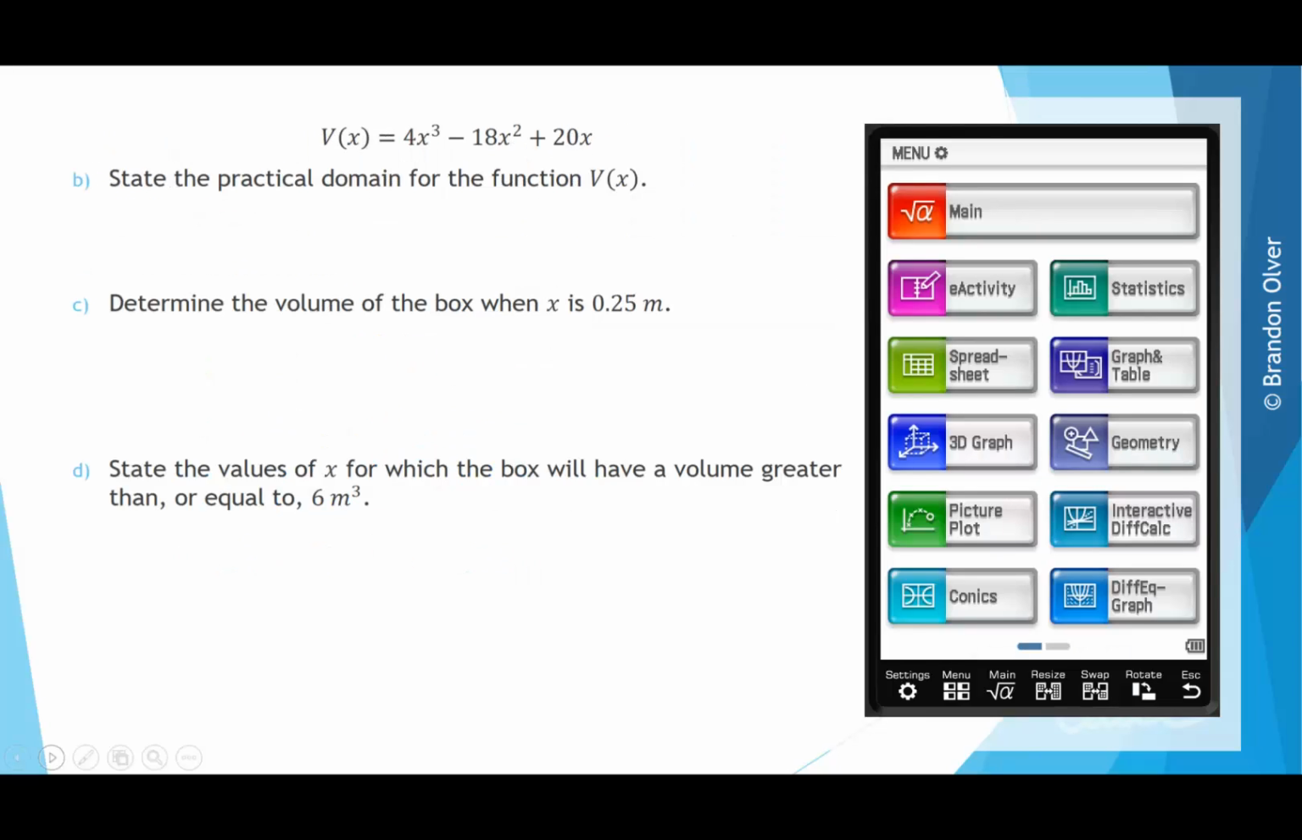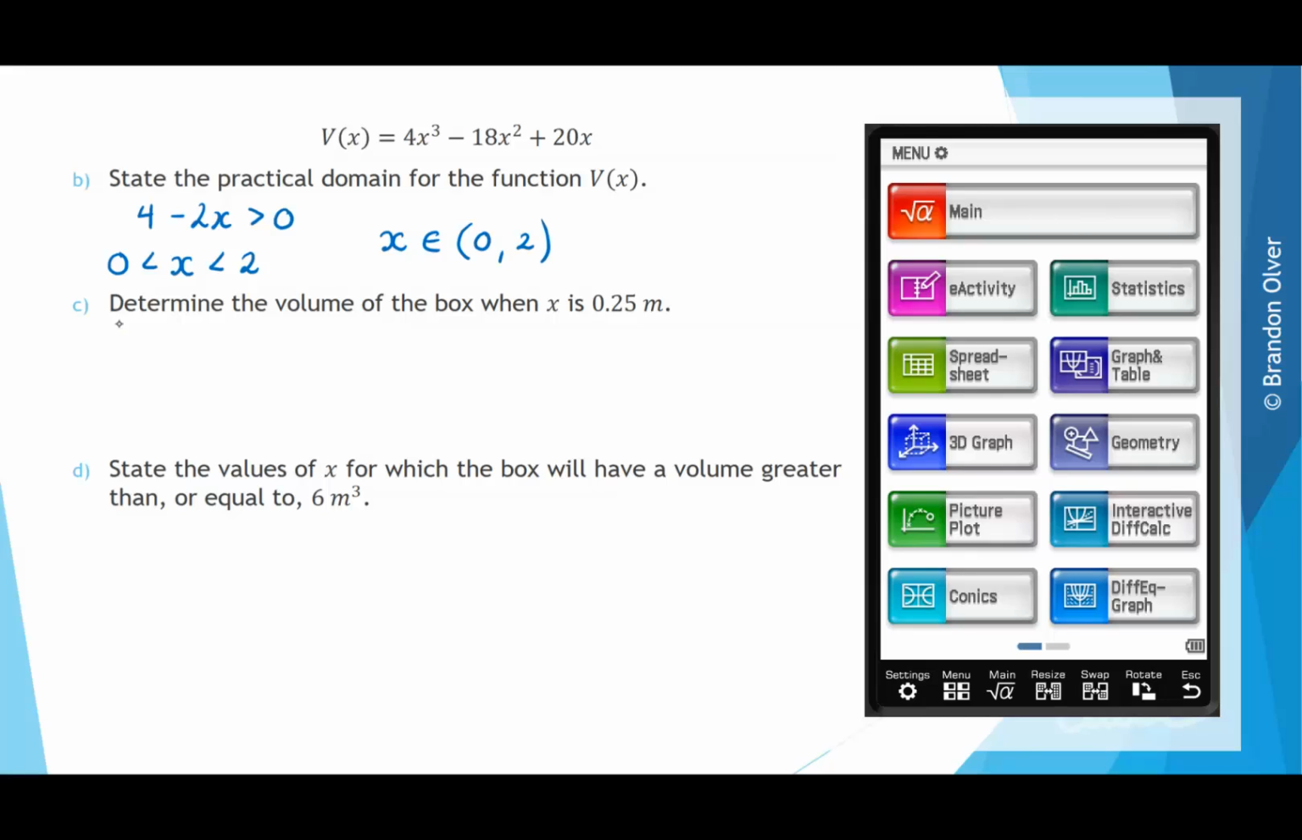For part B, we want to state the practical domain of the function V(x). So if you think back to the lengths and widths of the box, we need 4 minus 2x to stay greater than 0. So when we solve this, we need x to be less than 2. As x is a length, we know that it must also be greater than 0. So the practical domain is x is an element of (0, 2), with both endpoints not included, in interval notation.